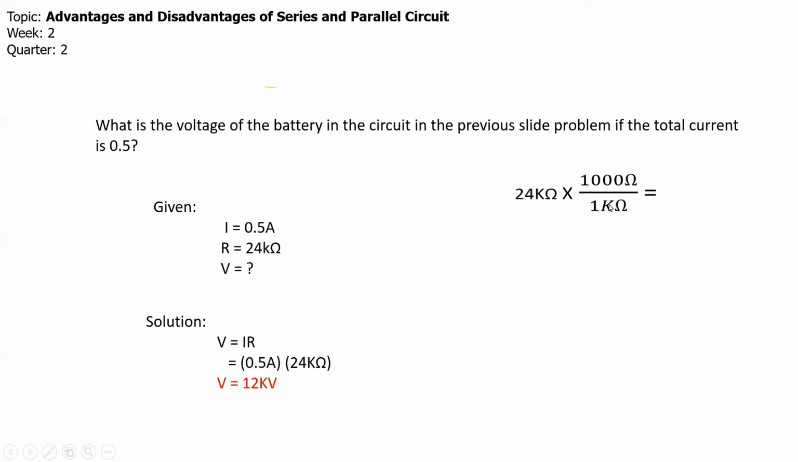Okay. So we are going to convert it. How many ohm is 24 kilo ohm? It is 24,000, yes, 24,000 ohm. So we have 24,000 ohm. Once it is converted, multiply it by 0.5, so 0.5 times 24,000.